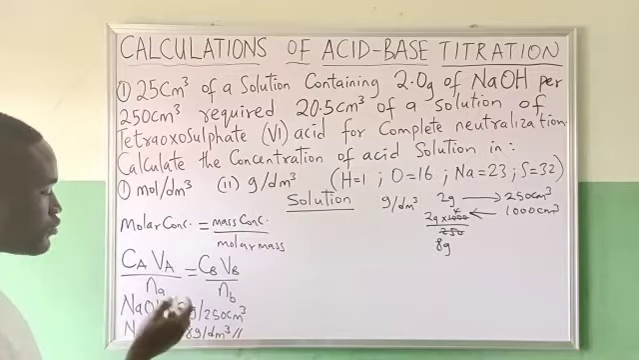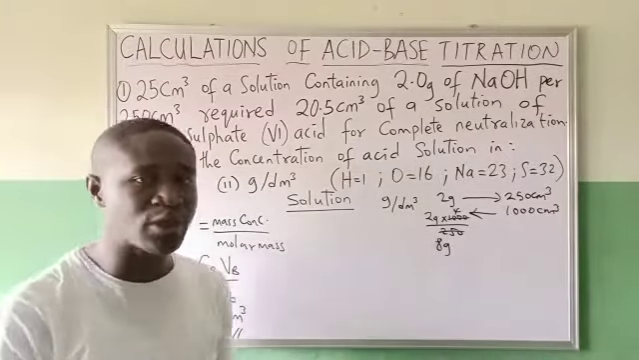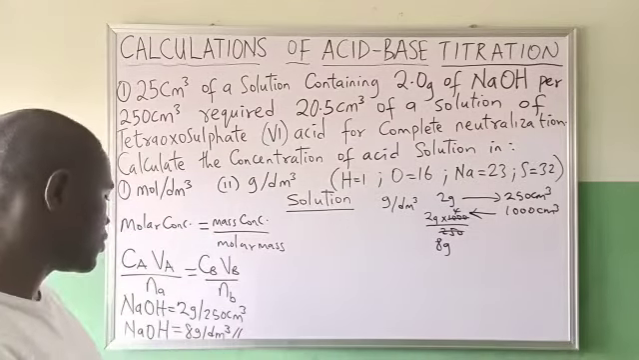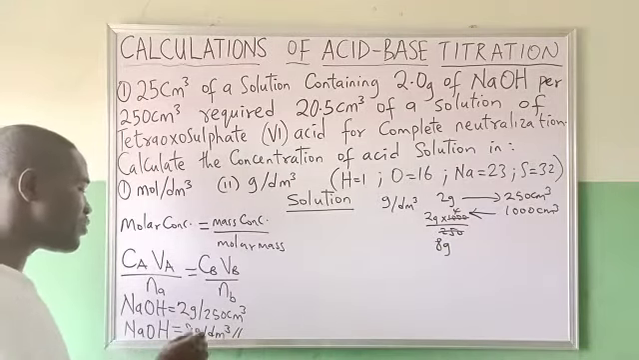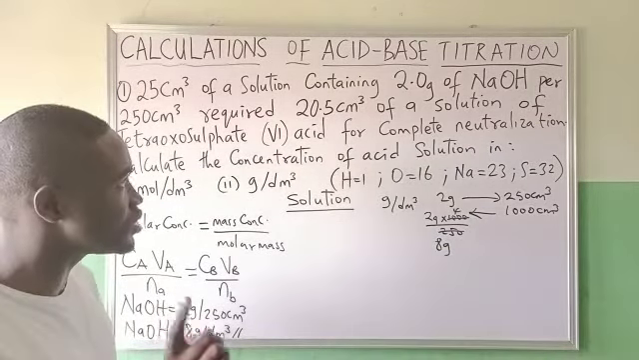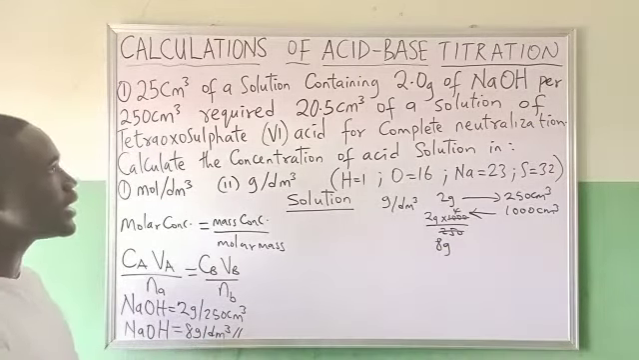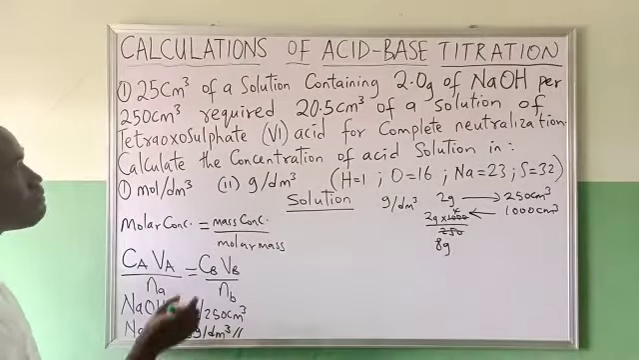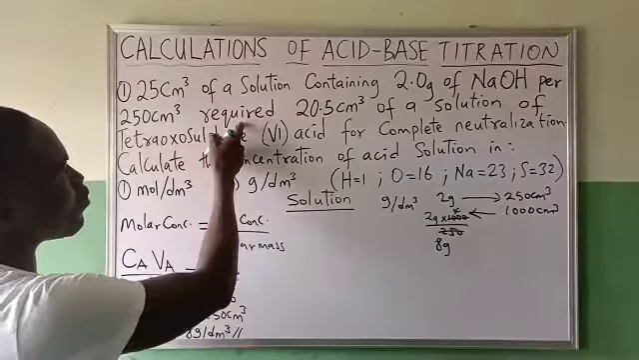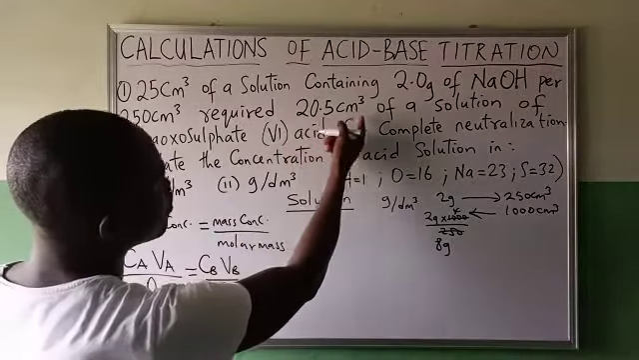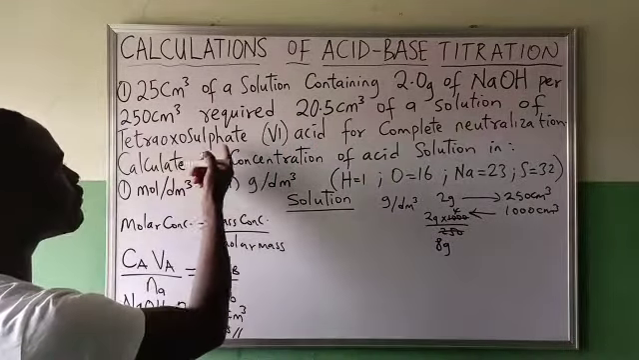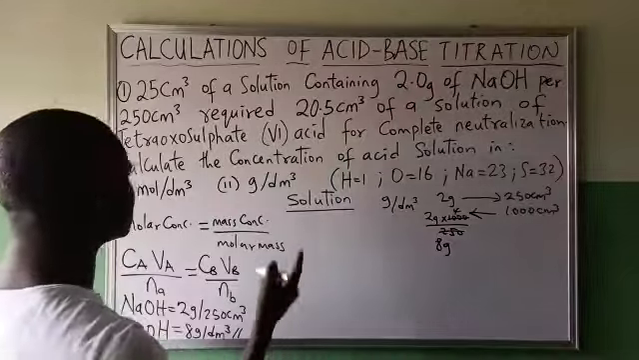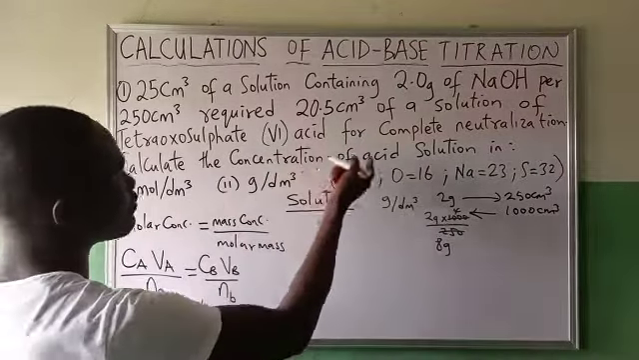Mass concentration of sodium hydroxide, because mass is measured in gram. So since it is gram per dm cube, it means we are talking about mass concentration of sodium hydroxide. Then the question is, it requires 20.5 cm cube of a solution of tetraoxosulfuric acid for complete neutralization. Calculate the concentration of the acid.